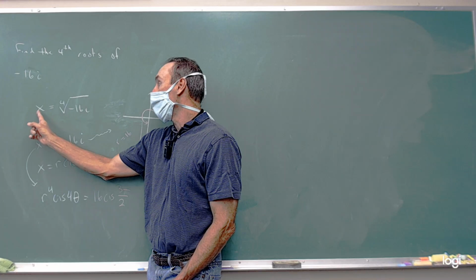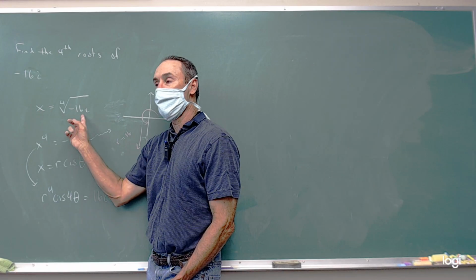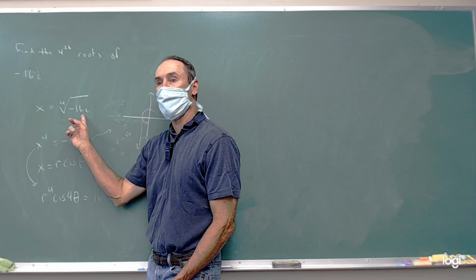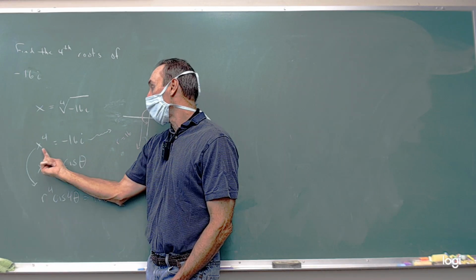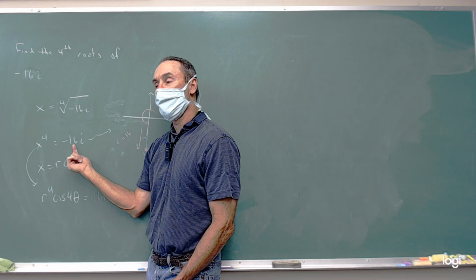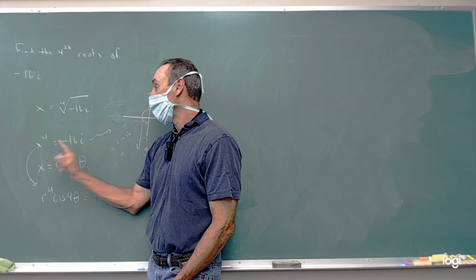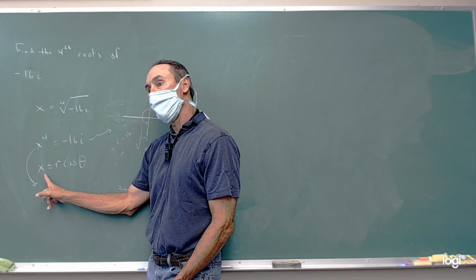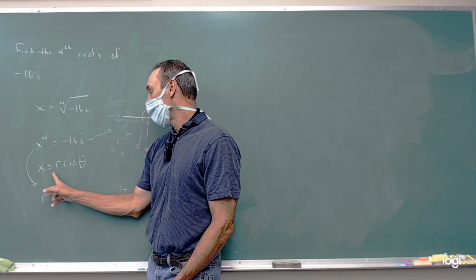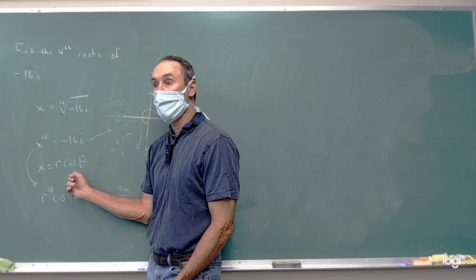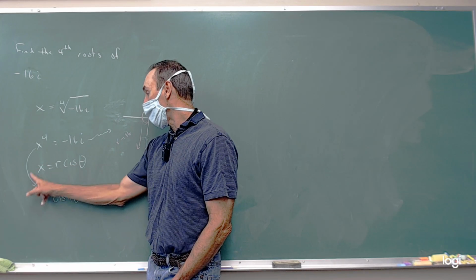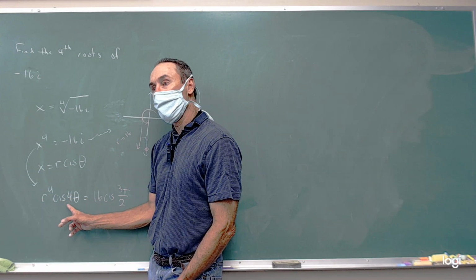So I'm going to introduce this variable x and say there's our fourth root of negative 16i. I'm going to raise both sides to the 4th power, so x to the 4th equals negative 16i. Now this x, I want to write in polar form. So I'm going to consider that to be r cis theta, where I don't know the r, I don't know the theta. That's our goal, to find that r and theta. But when I take it to the 4th, that's going to be r to the 4th cis 4 theta.